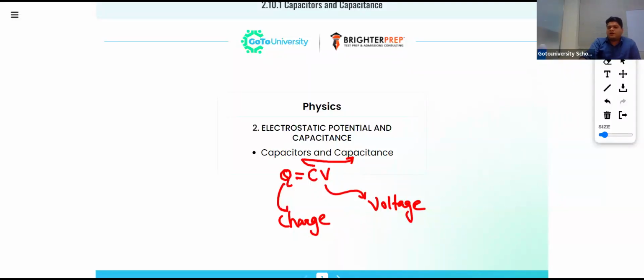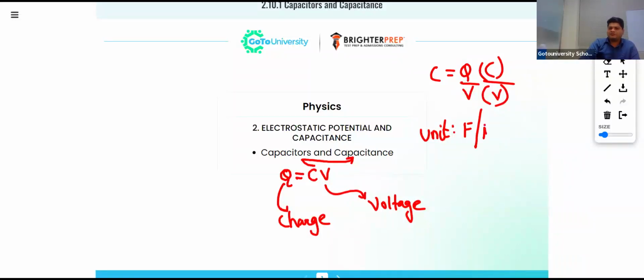If we want to find capacitance, we'll write Q upon V. What is Q? Q is in terms of coulomb. What is V? V is in terms of voltage. Coulomb per volt is known as what? It is known as farad. So we can say the unit of capacitance is farad. Or you can say microfarad, or nanofarad, or picofarad, or C upon V.